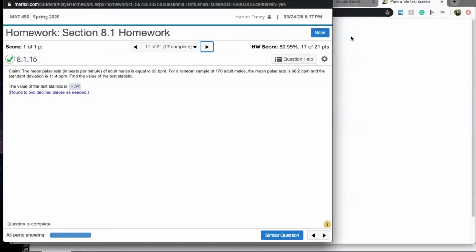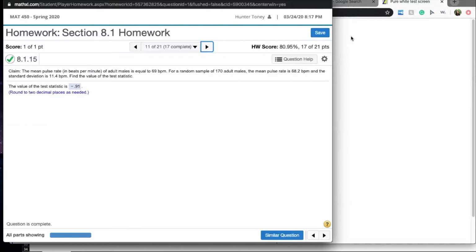So moving on to the next one, we're going to be looking at a problem looking at the mean instead of the proportion. So they tell us that the mean pulse rate in beats per minute of adult males is equal to 69 beats per minute. For a random sample of 170 adult males, the mean pulse rate is 68.2 beats per minute, and the standard deviation is 11.4.